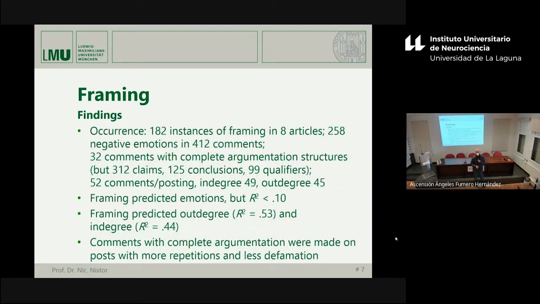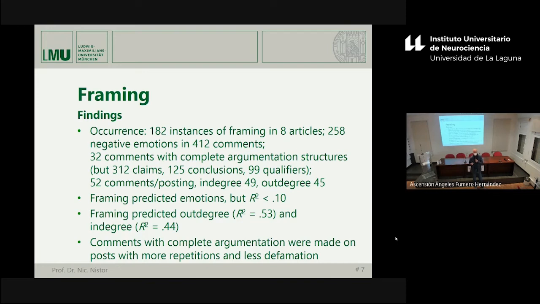So first of all, as a few descriptive results, in these 8 articles, which again is really not much, we found nearly 200 instances of framing, over 250 expressions of negative emotions, in those 412 comments, and about argumentation. So again, 412 comments, and only 32 containing complete argumentation structures, and mostly claims. So from 400 something, 300 plus claims in incomplete argumentation structures. So they are claiming, they are discussing very much, but this is not the classical argumentation in very, very few cases.